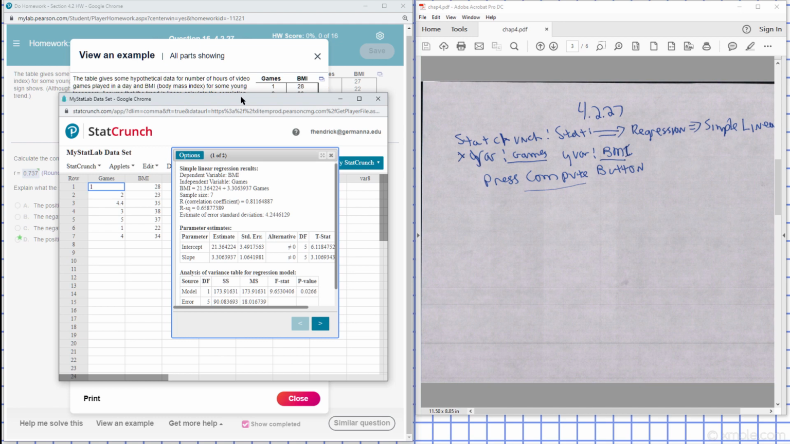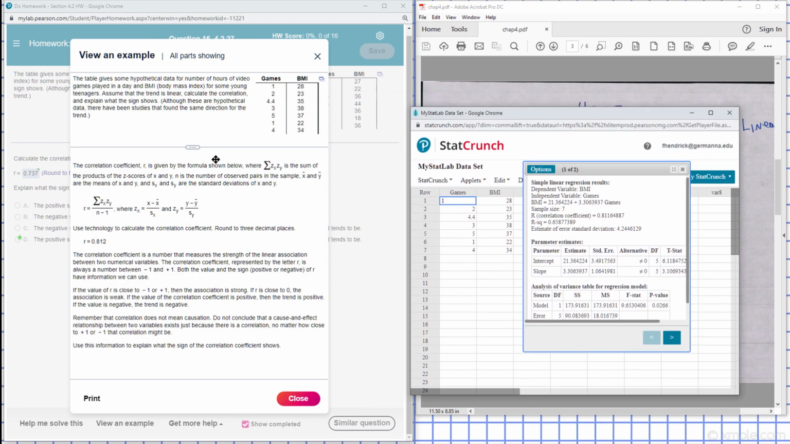So now we can see what our data shows. In this case, it shows the correlation coefficient, rounded to three decimal places, is 0.812. We also have our model there. The output is the BMI. We use this model here to make predictions about the future. It tells us what the slope and the intercept are, and there's our model.